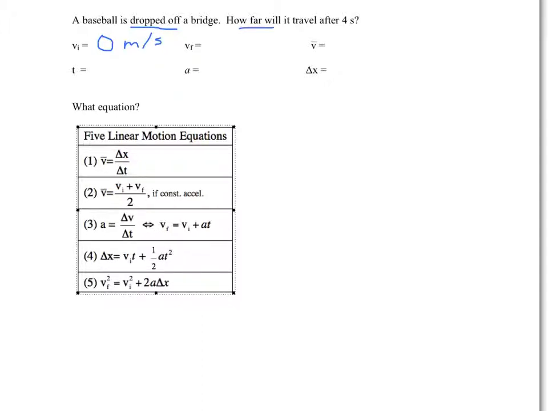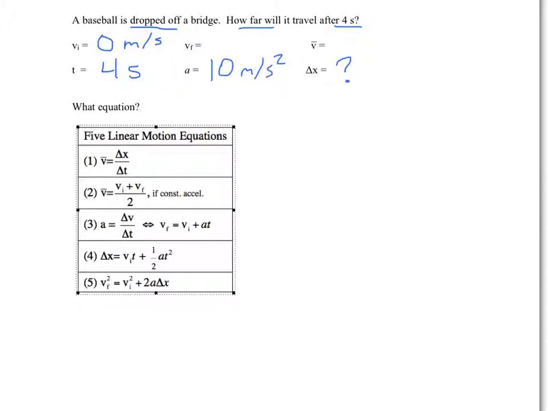That means that we're looking for a displacement, delta x, after 4 seconds. That's our time. And again, this is not enough information to solve the problem at this point. We're going to also need to know the acceleration. We're going to make the assumption that we're on Earth, and therefore the acceleration is 10 meters per second squared. Again, we're rounding our 9.8.